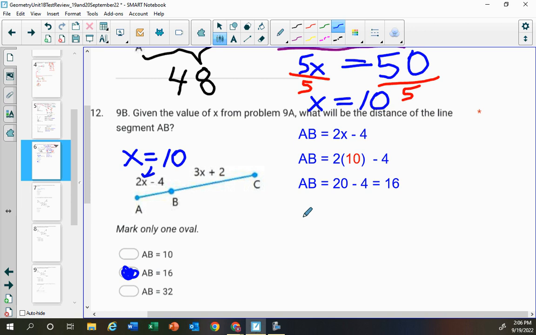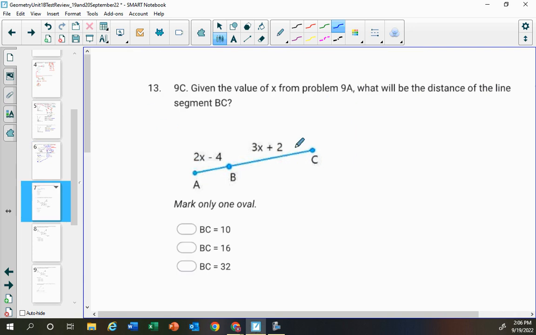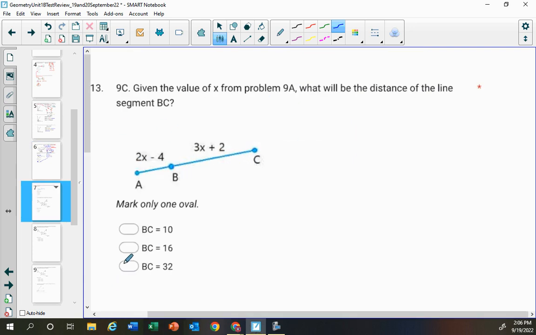Now, given AB is 16, who thinks they know what BC might be? How'd you get 32? We're going to take a guess. So AB for number 9B is correct. So yeah, you do the same thing. It's 32. We do 48 minus 16. That's the other way you could have done it. Very good. There's 2 ways you could have gotten this.